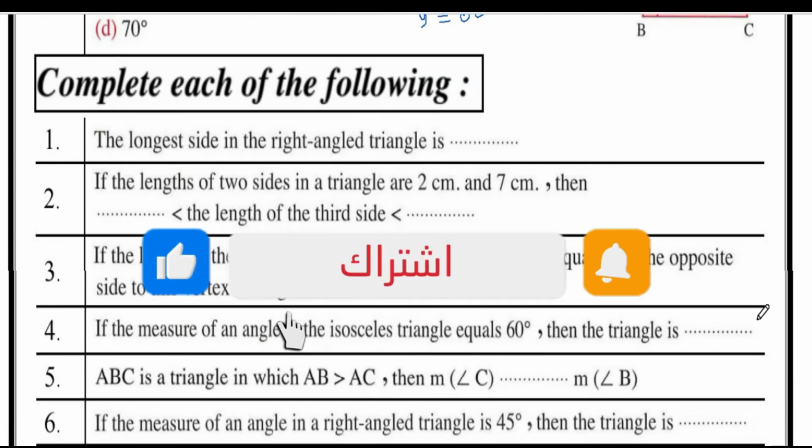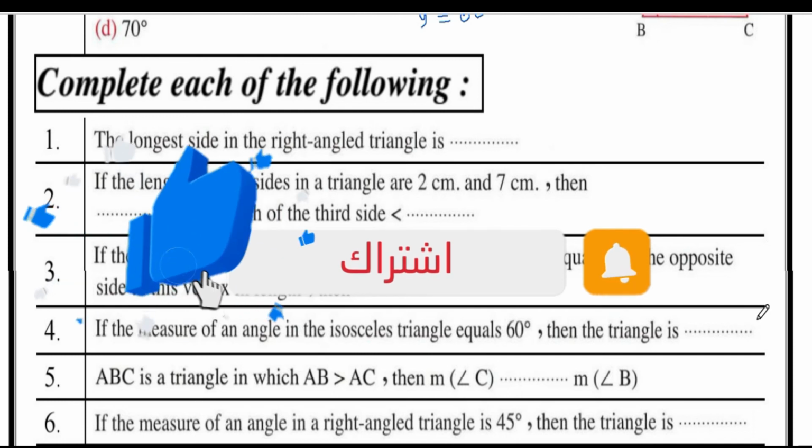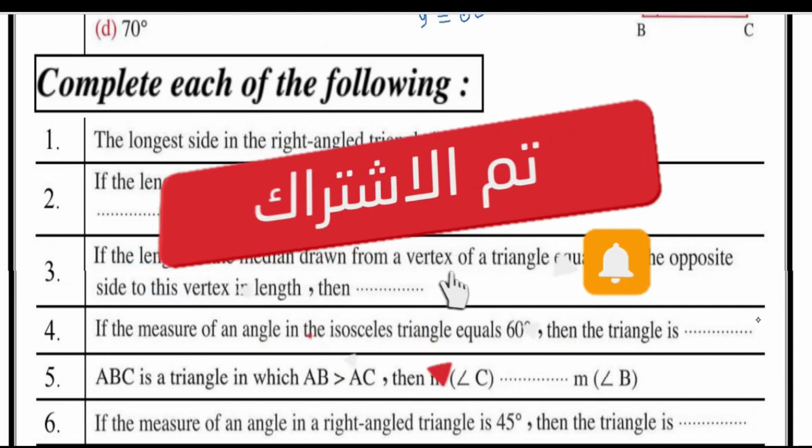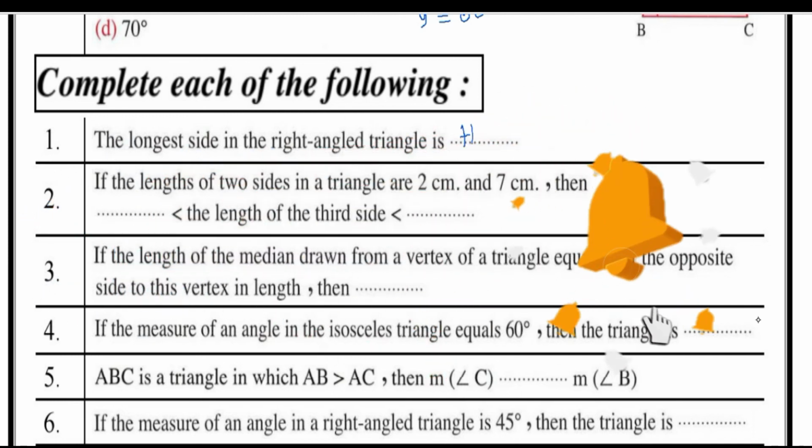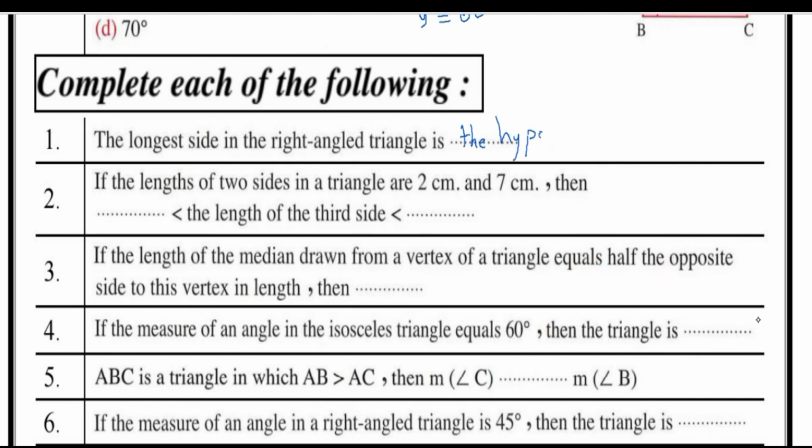Complete each of the following. The longest side in the right angle triangle is the hypotenuse. If the lengths of two sides in a triangle are 2 and 7, then the length of the third is between the difference and the sum: 7 minus 2 is 5, 7 plus 2 is 9.